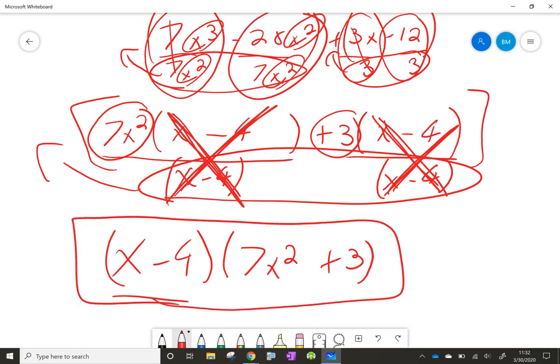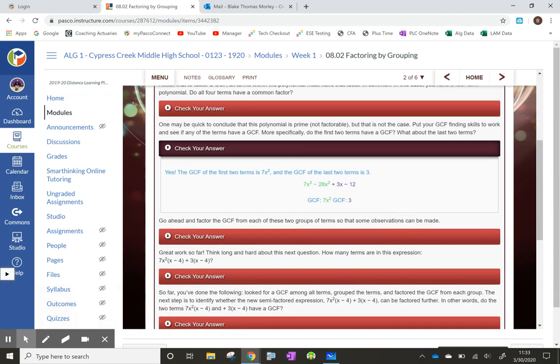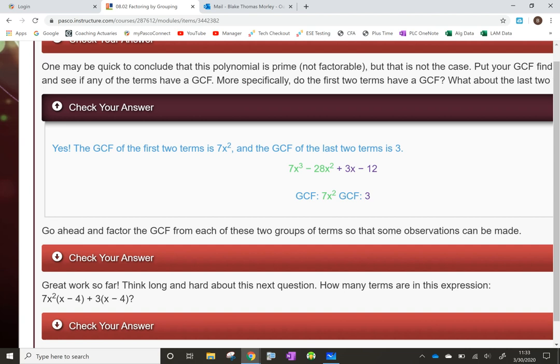So we'll definitely do a few more examples so you can get the hang of it, but this is essentially how this is all explained here. You guys can see it's highlighted in green. The 7x to the third minus 28x squared, the GCF was 7x squared. I explained that, we found it. The 3x minus 12 has a GCF of 3. So you've got two groups. You got the first two terms as one group, second two terms as a second group, and you find two GCFs, one GCF for each group.